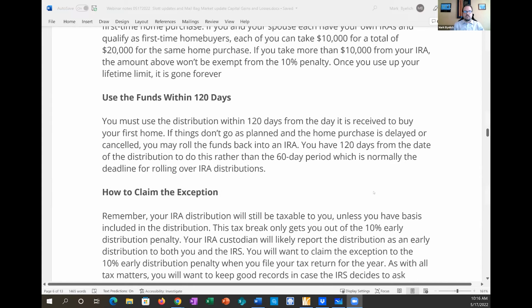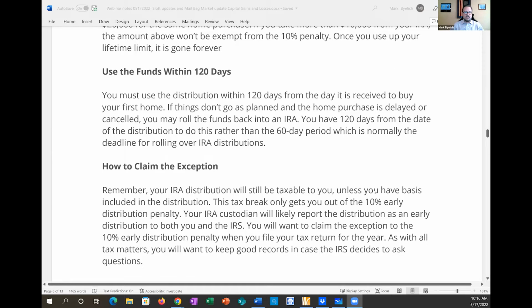And you have to use the funds within 120 days, not to be confused with the 60-day rollover. The IRS likes to make things confusing. You must use the distribution within 120 days from the day it is received to buy your first home. If things don't go as planned and the home purchase is delayed or canceled, you may roll the funds back into an IRA. You have 120 days from the date of the distribution to do this, rather than the 60-day period, which is normally the deadline for rolling over IRA distributions.